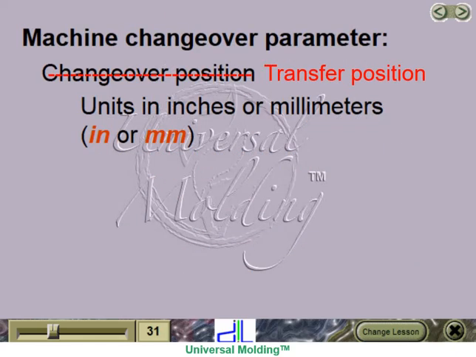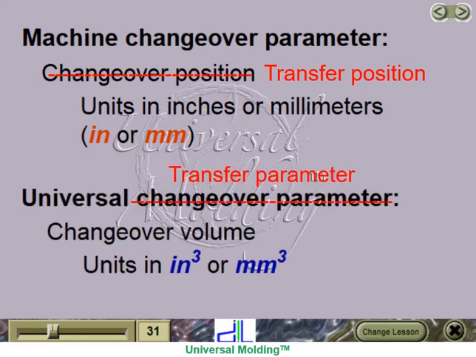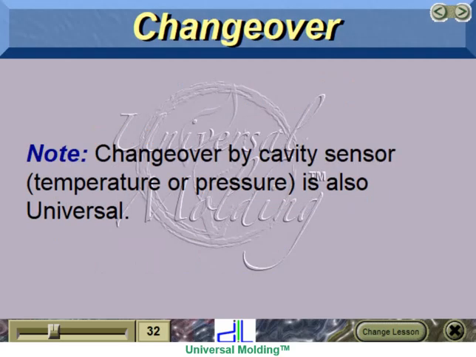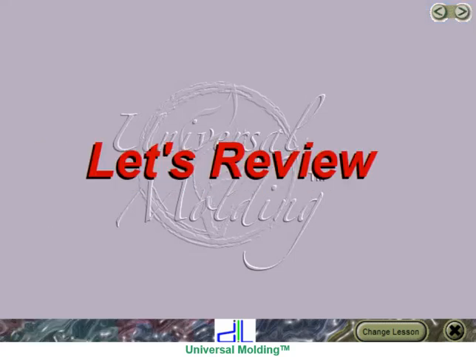Machine changeover parameter: changeover position, units in inches or millimeters. Universal changeover parameter: changeover volume, units in cubic inches or cubic millimeters. Note: changeover by cavity sensor, temperature or pressure, is also universal. Let's review.